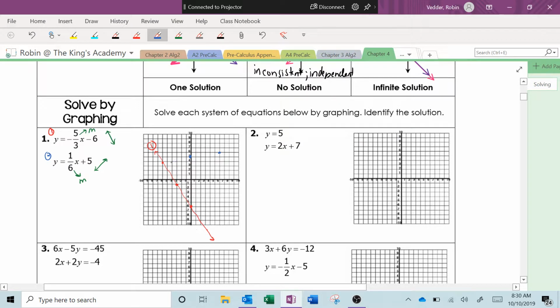1, 2, 3, 4, 5, and oh, you guys see it? Did we find the solution? Yeah, what's that point of intersection? Yeah, -6, 4. So the solution, and we put it in squiggly brackets because it's a solution of them, is negative 6, 4.